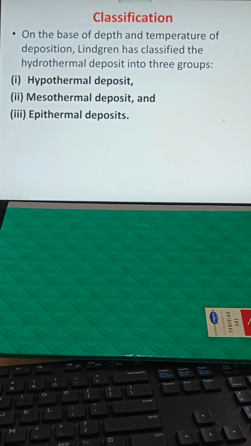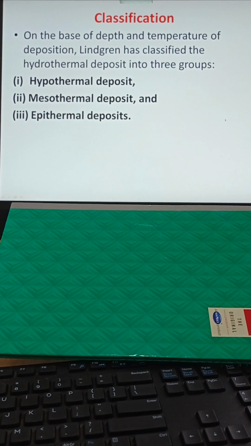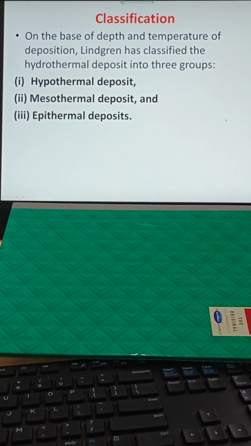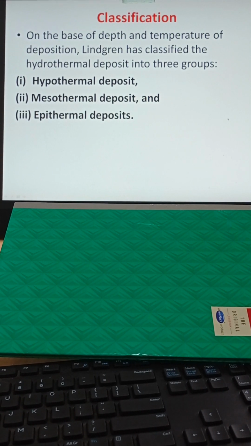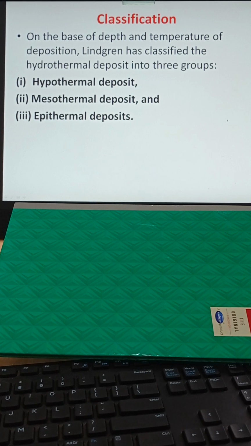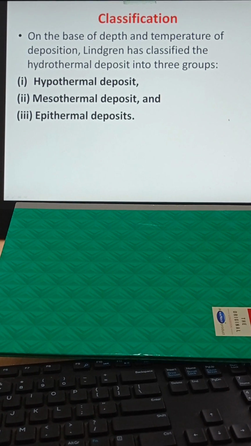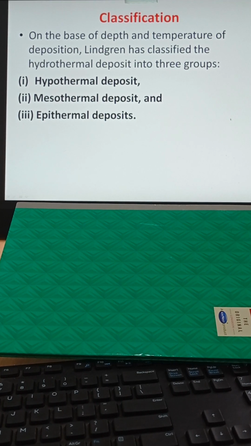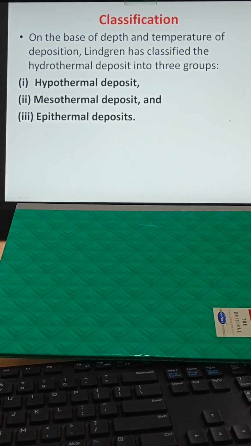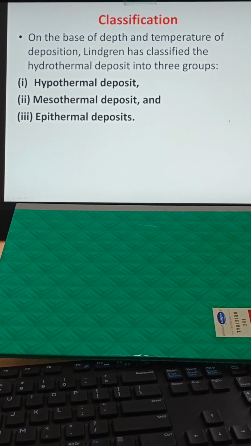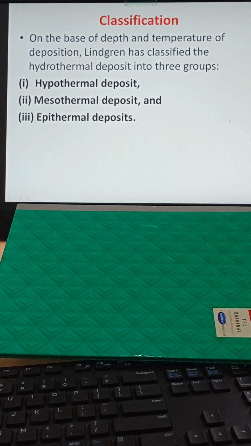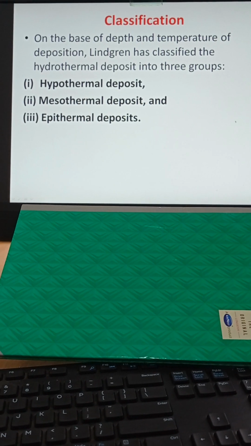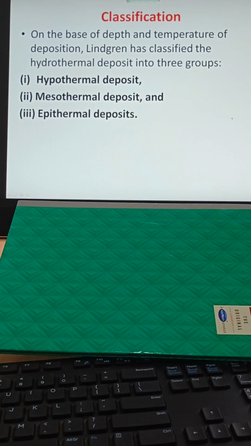Now, what is the classification of the ore deposits? On the basis of the depth and the temperature of the deposition, Lindgren has classified the hydrothermal deposits into three groups. Number one is hypothermal deposits, second, mesothermal ore deposits, and third, epithermal ore deposits.